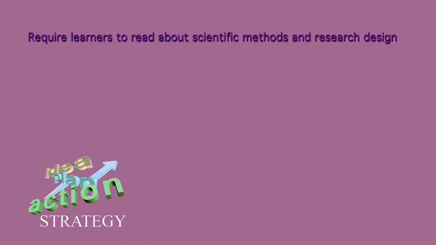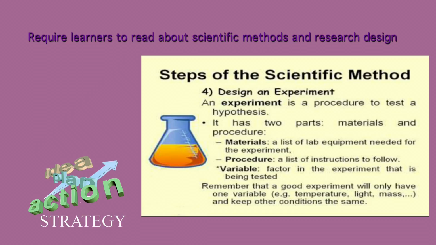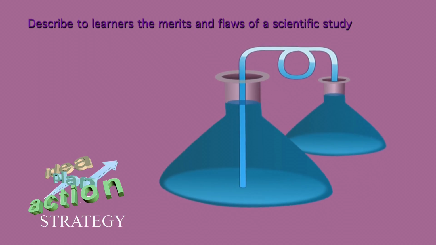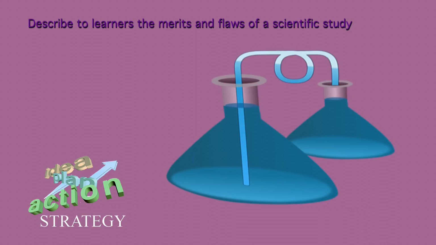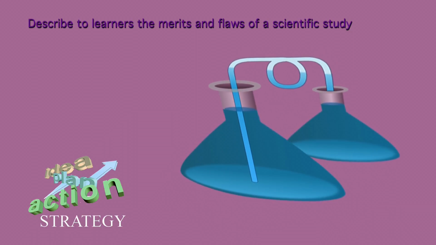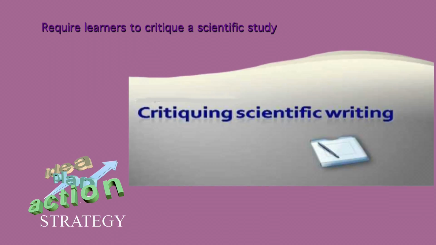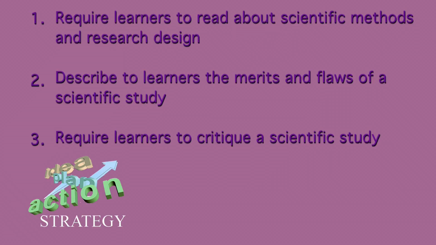For learners to critique a study, they first need to have some foundation in the scientific method they're critiquing. On this basis, reading about methods and design is an important step towards achieving the competency. Describing to learners the merits and flaws of a study is an excellent strategy for modeling the kind of critique you're expecting, but this doesn't provide learners with any practice. The key to learning is practice. The third strategy, critiquing an article, would satisfy that goal. Combined, the three strategies would certainly help the learner process and retain the content and achieve the competency.